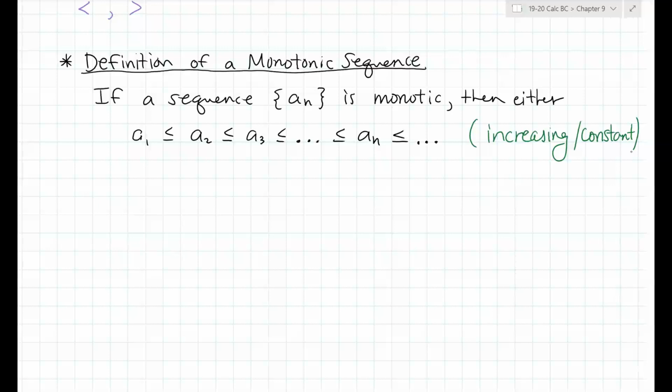So if a sequence is monotonic, then either that is true, or you get a sub 1 greater than or equal to a sub 2 greater than or equal to a sub 3 greater than or equal to, etc., greater than or equal to a sub n, which is greater than or equal to, etc. This would be a decreasing or constant function.